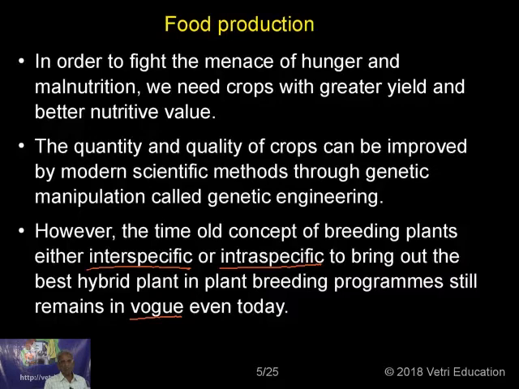But when you cross two different species, it is very good, it's fine. You can bring both the good characters into one plant, but many times it is not becoming successful. That is the problem. So we are making an effort, but still it is only vague. We have to make many more attempts.